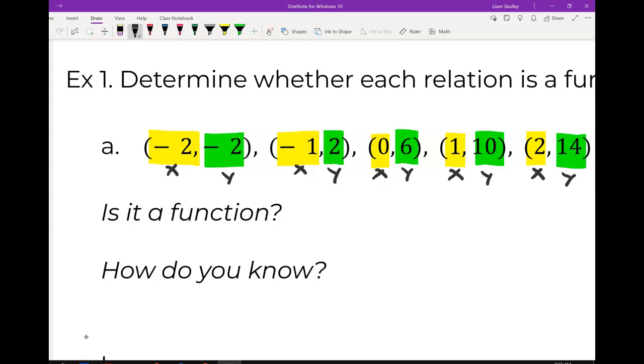Think of this set of ordered points as a number vending machine. When we input -2, we get out a -2. That's one pair. Another pair: we input -1, we get out 2. We input 0, we get out a 6. We hit 1, we get out a 10. We hit 2, we get out a 14. Notice how each is unique. There's nothing that repeats. -2 only goes to -2, -1 only goes to 2, and so on. So is this a function? We would answer yes.